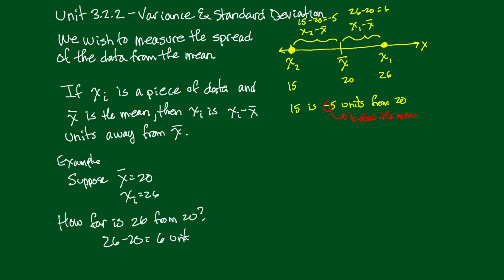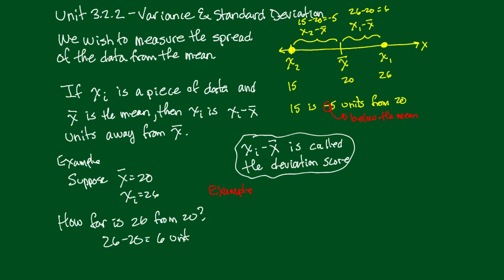All right, so how do we measure how far a piece of data is from the mean? We compute this right here: data value minus x bar. Now this number right here, x sub i minus x bar, is called the deviation score, because it's a score that tells us how much of a deviation we have between our data value and the mean.